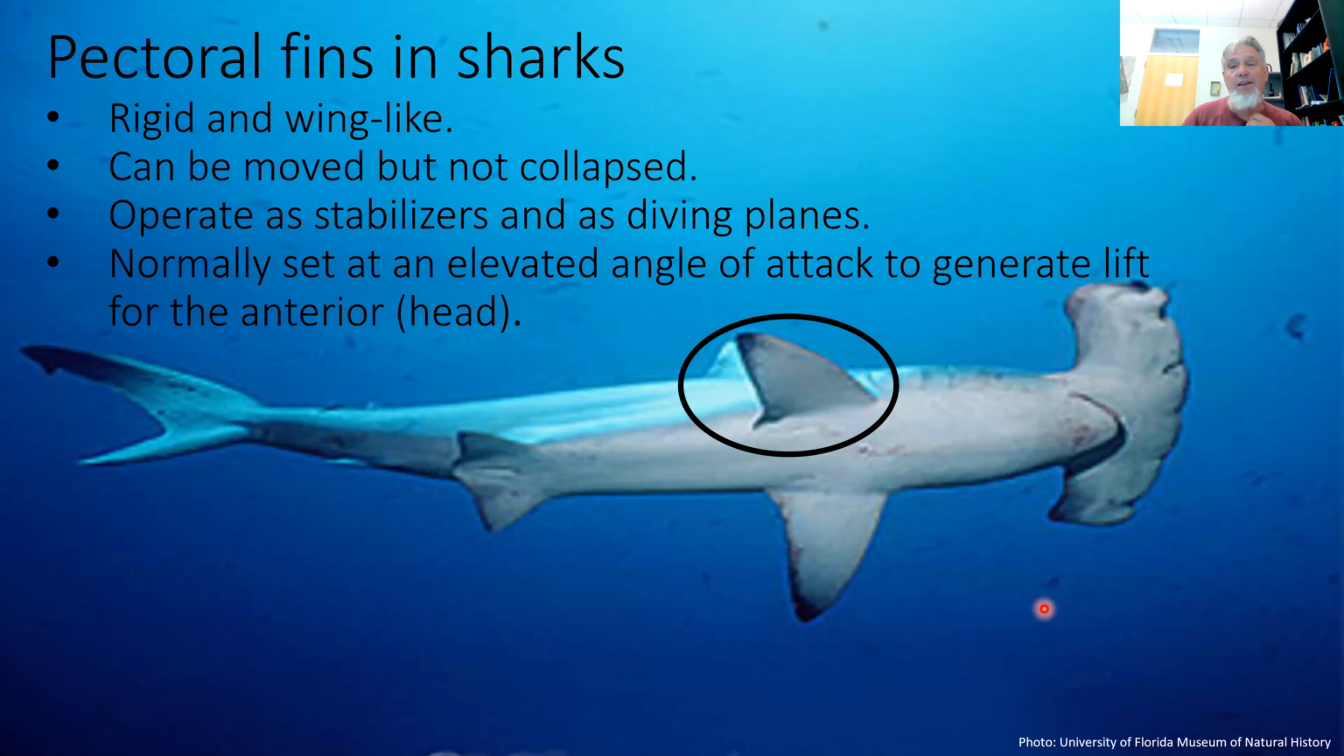Pectoral fins in sharks tend not to be very flexible. They're rigid and wing-like. They can be moved a little bit, but not in complex ways, not collapsed. And essentially, they're stabilizers. Sharks don't have a swim bladder, which other more derived fishes have. A swim bladder is just a little balloon type organ inside the fish, and they can inflate it, which will make the fish sort of passively rise in the water column, or deflate it, which will make it go down in the water column. And sharks don't have that.